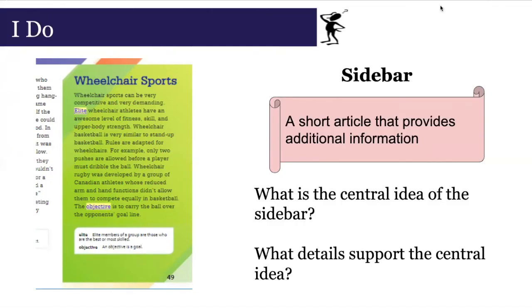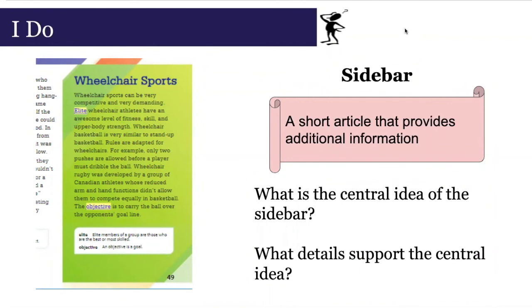Remember, scholars, the green box in the corner of our page is called a sidebar. And the title of our sidebar says Wheelchair Sports. And remember, the sidebar is not part of the main text. So this box is not supporting the idea about Marilyn Hamilton, so it will have its own central idea and details. As I think out loud, I want you to continue listening for the steps that I take and the questions that I'm asking myself to help me comprehend the sidebar.